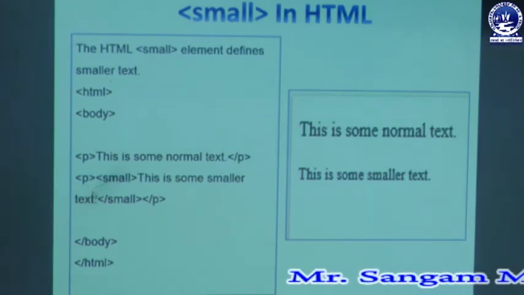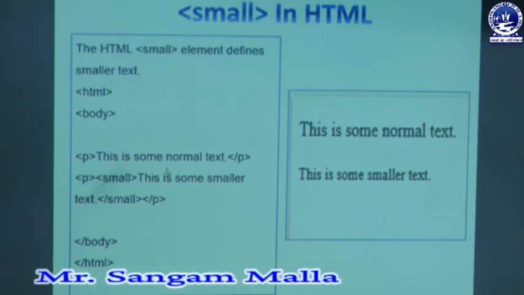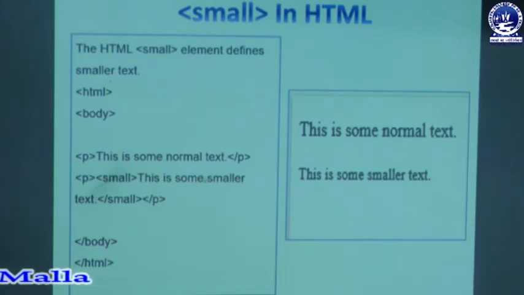So there are two paragraphs written over here. The first paragraph is written that this is some normal text, and in the second paragraph we have written this is some smaller text. Here you can see the first paragraph is by default, that means it will not show the text in any other format. It will show the text in a normal way or in a default way. But in the second paragraph we have added another tag, that is small tag. So within the P tag I have written small tag. There is written this is some smaller text. So this phrase is printed in small text or small letters or in small format.